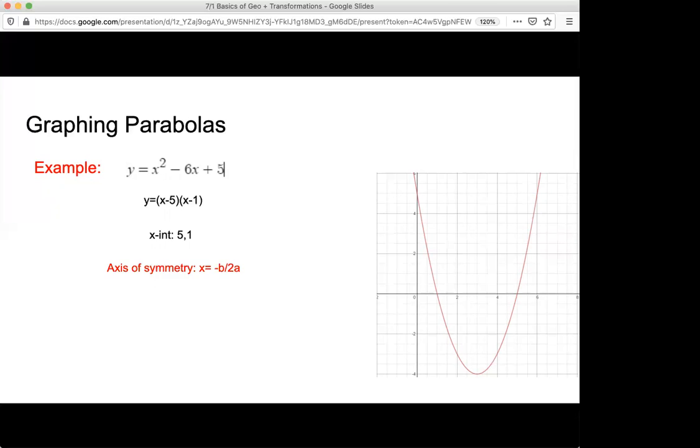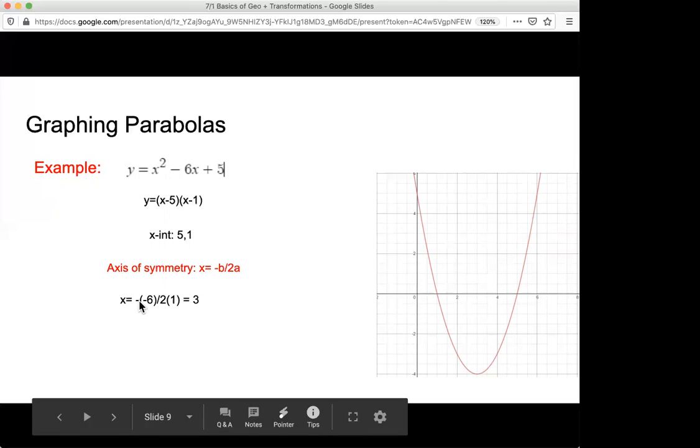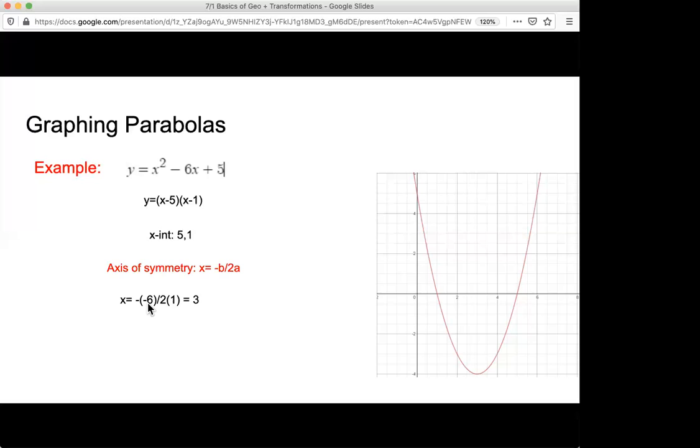And we're gonna find the axis of symmetry, negative b over 2a, which would be negative times negative 6 over 2 times 1 equals 3. So that'd be your x, and we want to plug x back into the equation to find y, which would be negative 4, which is simple math, so I don't need to go over that, right?